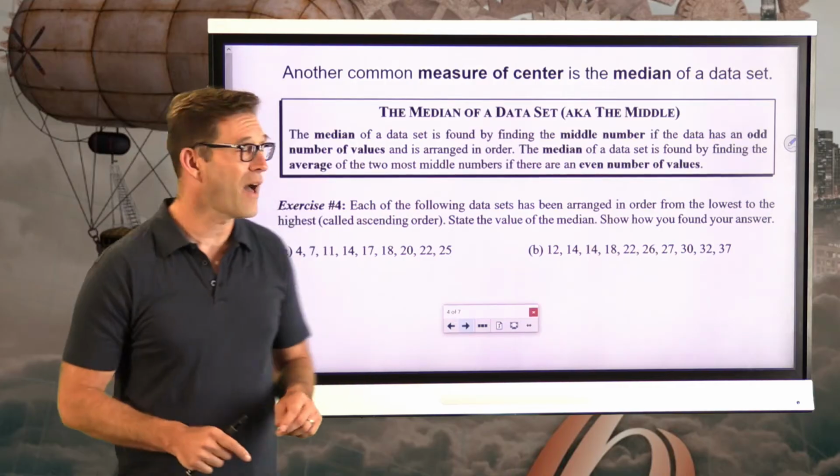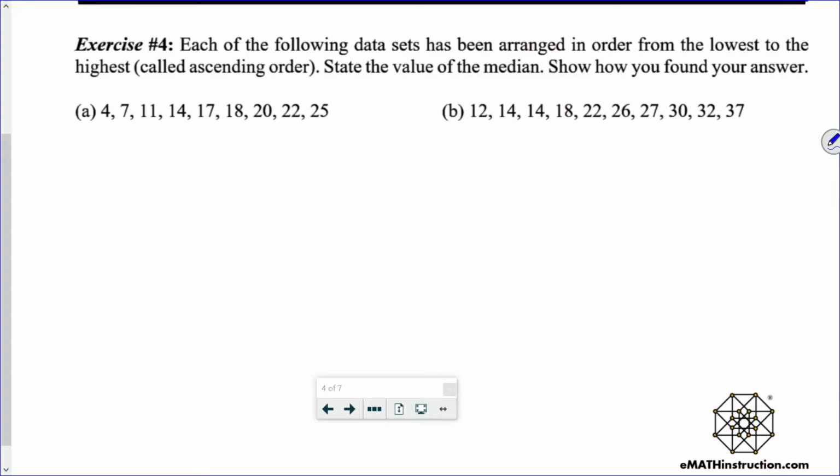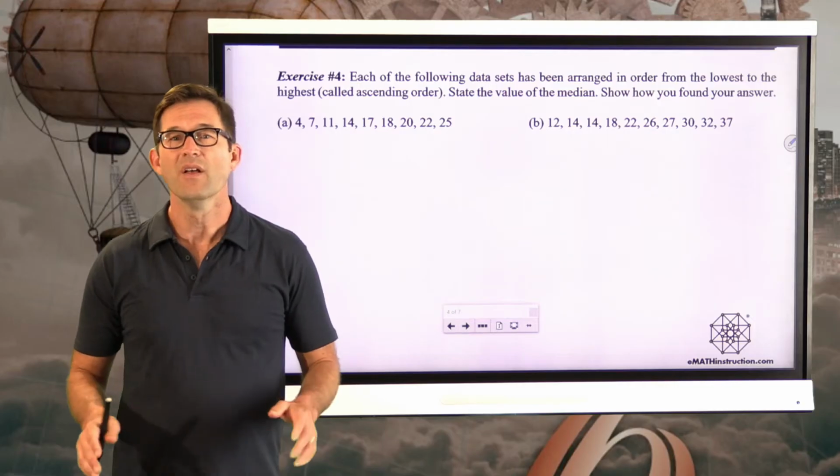So let's take a look at how the median plays out in exercise number 4. Each of the following data sets has been arranged in order from the lowest to the highest. That's called ascending order. If they were highest to lowest, it would be descending order. State the value of the median. Show how you found your answer. All right, so let's take a look.